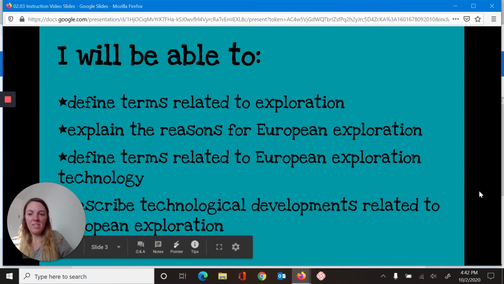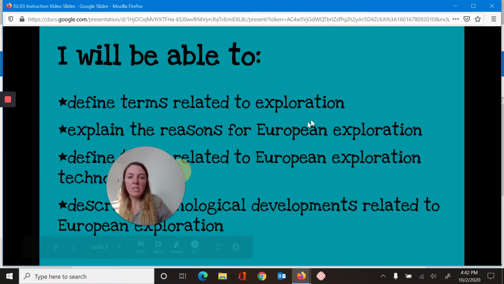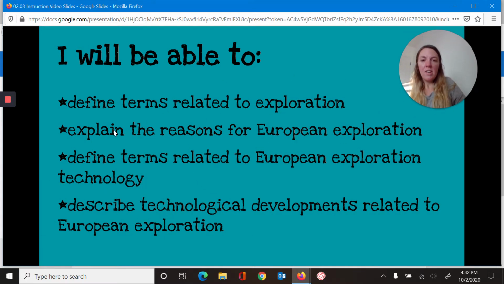So what are we going to learn in this lesson? In this lesson, I will be able to define terms related to exploration. So you'll learn different vocabulary terms that are important throughout this lesson. Explain the reasons for European exploration. Why did the Vikings and other groups that you'll find out about in the lesson even come to America? What were they wanting to find in America?